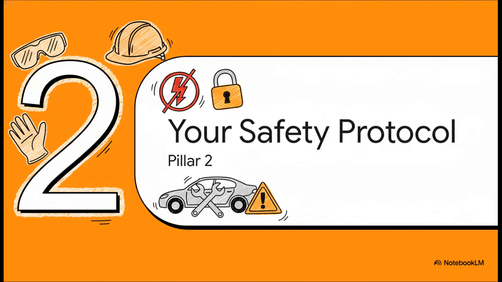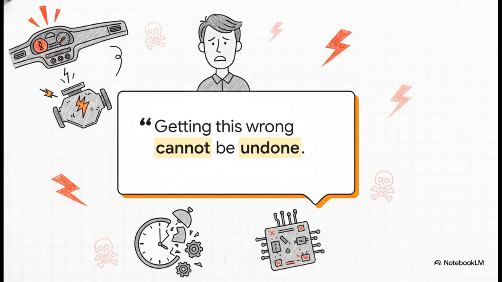Okay, once you understand the network, we've got to talk about Pillar 2, and it's a big one, safety. Before you even think about picking up a tool, this has to be front and center in your mind. And listen, these aren't suggestions. These are hard and fast rules you cannot break. The course material actually says it in a way that's, well, pretty chilling, but it's dead-on accurate. Getting this wrong cannot be undone. When we're dealing with systems that can cause serious harm, there are no do-overs. There are no second chances.